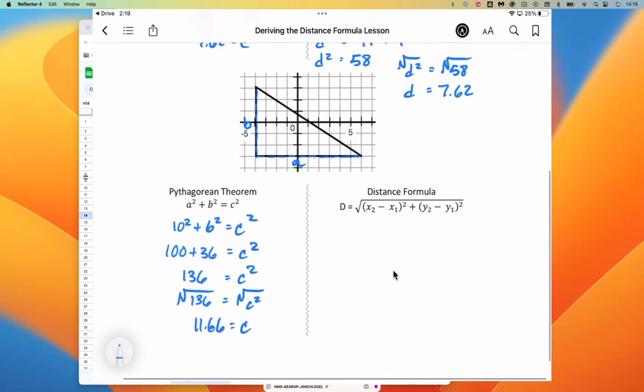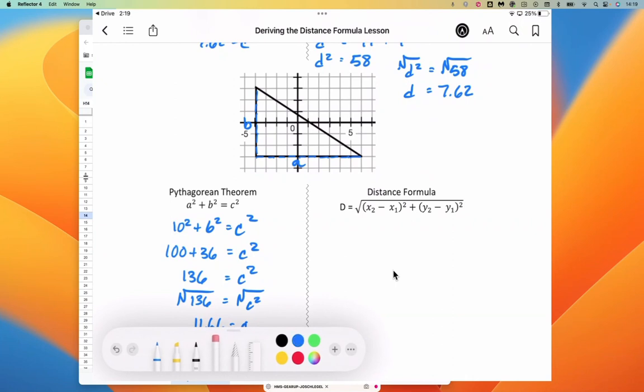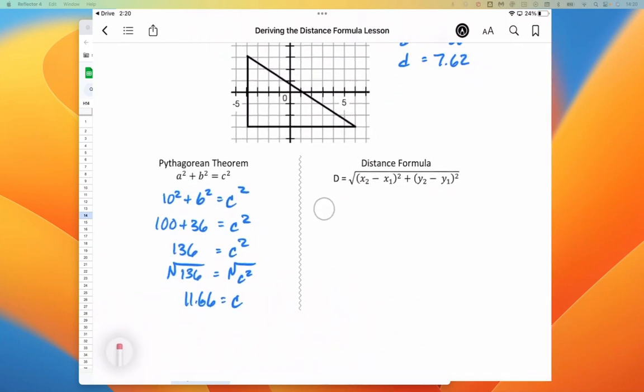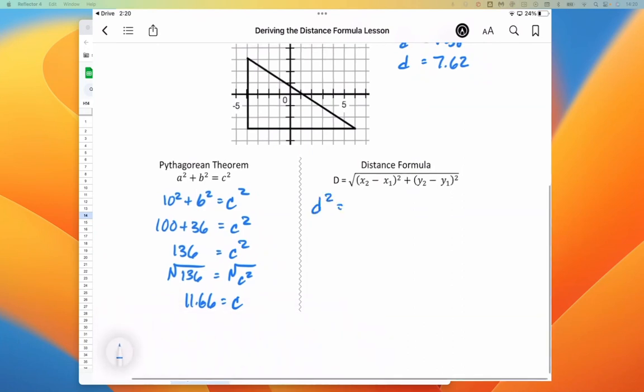Okay. Using the distance formula now. And I know the distance formula feels like more work, but it's actually less work when you have problems that don't already have a triangle there. Okay, so on to the distance formula, and again, I am going to use my version of the distance formula instead of that one. So I will have d squared is equal to x2 minus x1 squared plus y2 minus y1 squared.